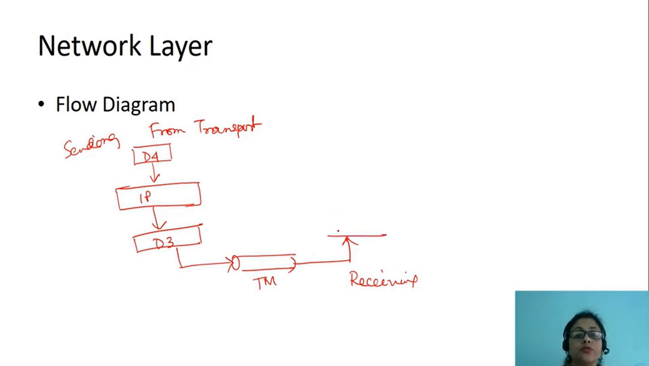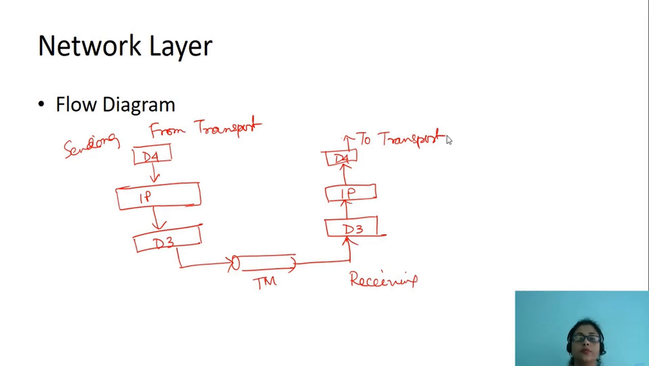Here it passes through the channel, it goes as D3 data to the network layer of the receiving computer, and basically what we get is the IP. From there it can transmit it from D4 layer to the transport layer of the receiving computer. So this is the data flow of the network layer.